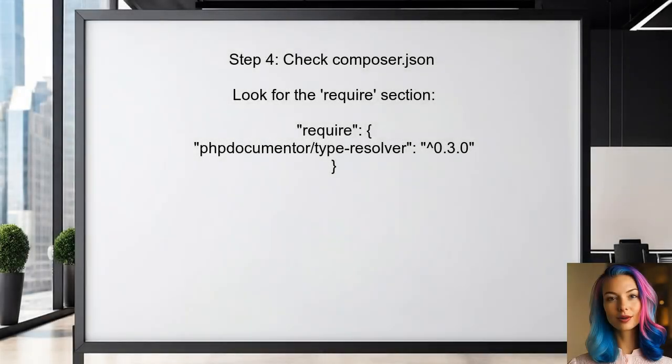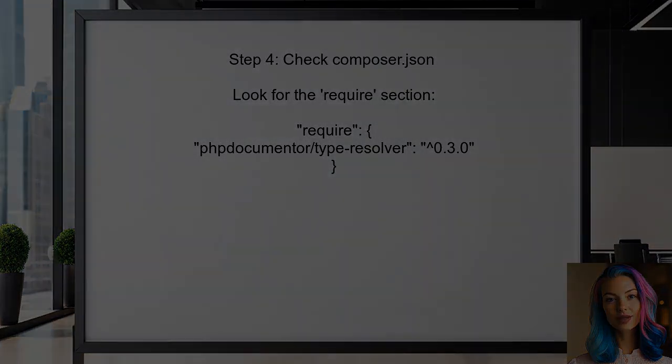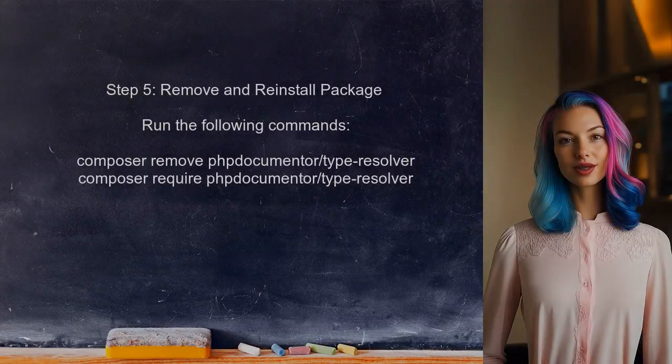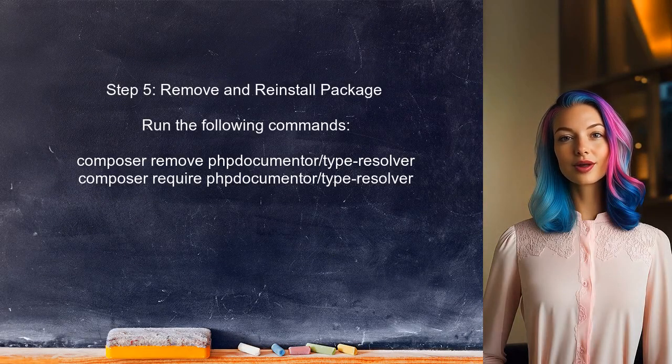If the issue persists, the user should check the composer.json file for any version constraints that might be preventing the update. They should look for the require section and ensure that the version for phpdocumentor/type-resolver allows for the latest version. Finally, if all else fails, the user can try removing the package and then reinstalling it. This can be done by running composer remove phpdocumentor/type-resolver, followed by composer require phpdocumentor/type-resolver.